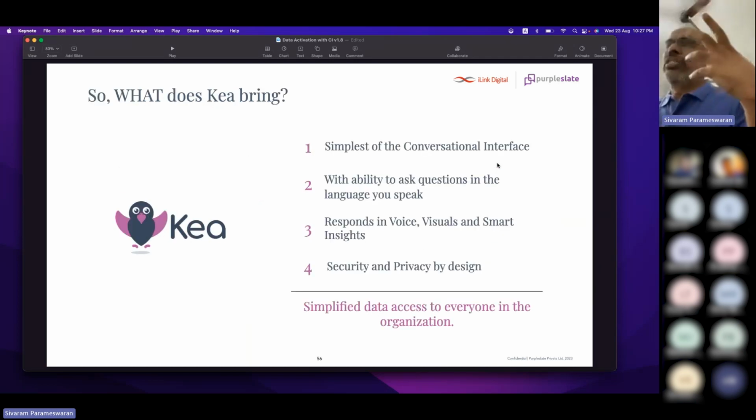You also bring in the data activation part, integrating with the business apps and all that, right? So in summary, what does Kia bring? I think combining the conversational AI and the data activation part, right? It's a simple conversational interface with the ability to ask questions in English, and it can respond back in voice, visuals, and insights. Obviously, number four, I can't stress it enough: it's completely secure by design. There are so many elements built into the application to take care of information security.